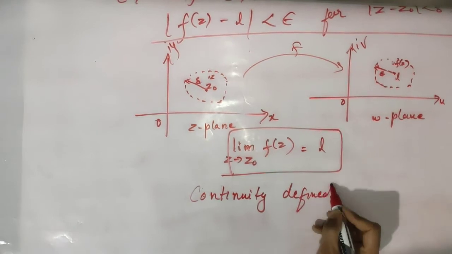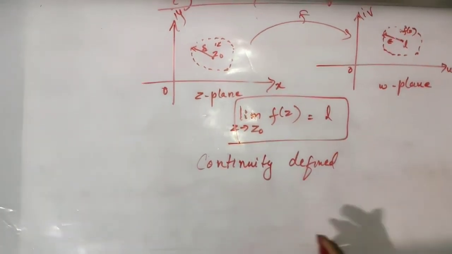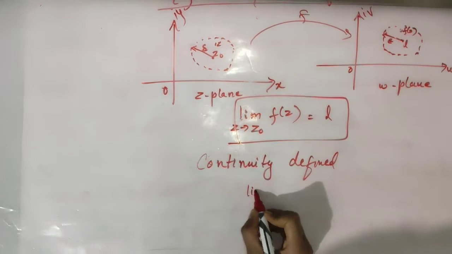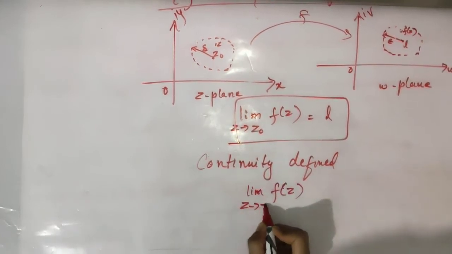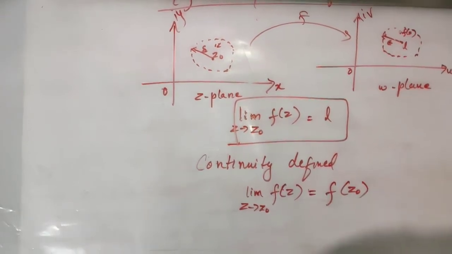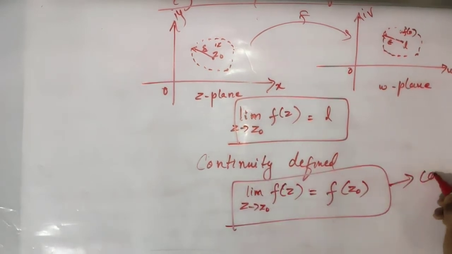Now, as usual, if the limiting value is equal to the functional value, then the function is continuous. So what do you mean by that? You should have now limit as z tending to z0 of f of z, if it is equal to f of z0 itself, then the function is said to be continuous. You know it very well. Okay, the same is followed over here.